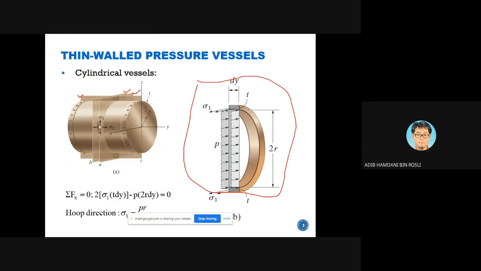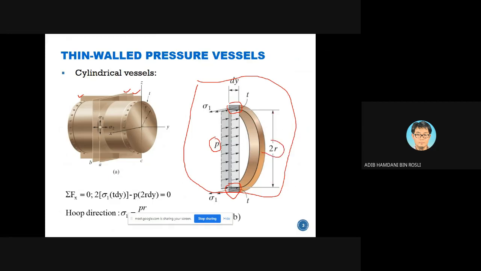Okay, and then look here. What happened here is that you have this P, the internal pressure of the vessel. For instance, you have pressurized gas. This pressurized gas will have this P, internal pressure. So you will have this sigma 1 acting on these cross sections, this and this cross section.